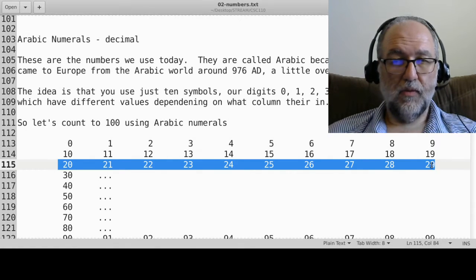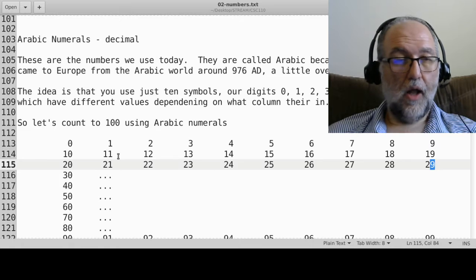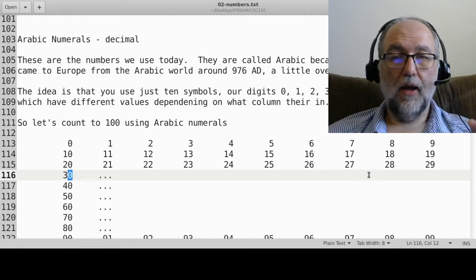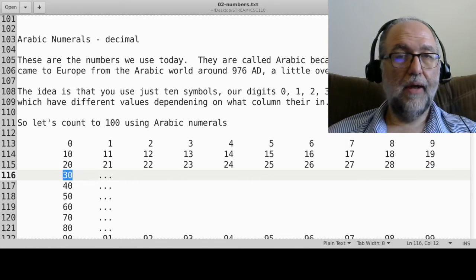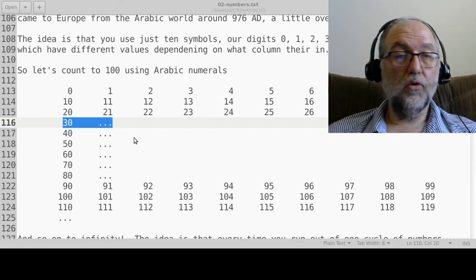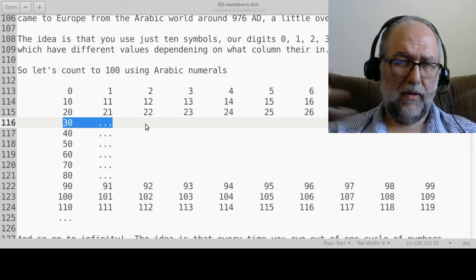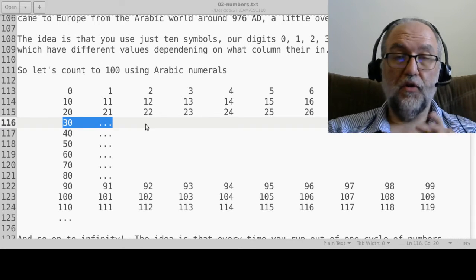When I say the 9 reverts to a 0, I mean the symbol in the rightmost column reverts to a 0, but the symbol in the left column, that 2, gets bumped up to the next one, which is 3. And then you go through the sequence again, 30 through 39. Those dots there just mean I didn't want to write out all the numbers. It gets overwhelming. But you go from 30 to 39.